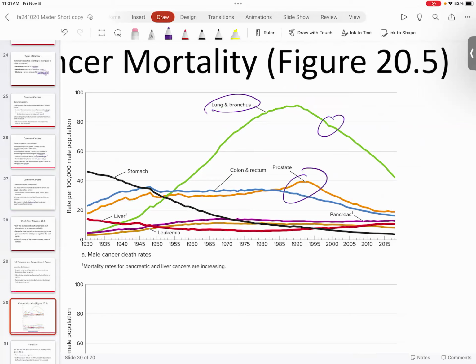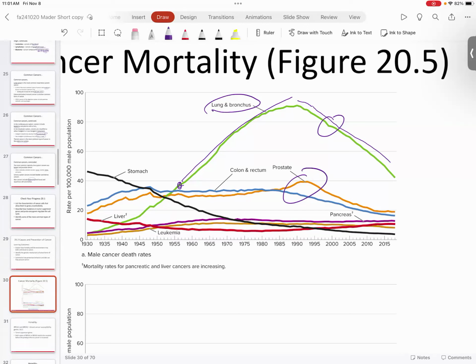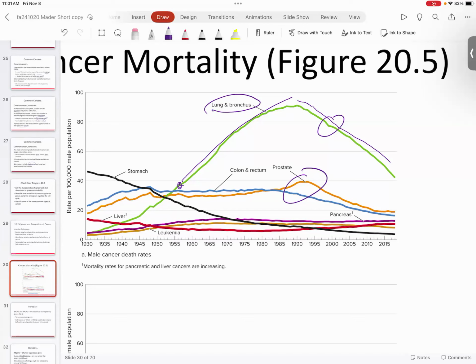So basically, these curves right here, it looks like there's a peak of lung cancer that started pretty much from the 50s. It increased up into the 90s and now is decreasing as we head forward. Probably this is the latent outcome of a very strong smoking culture post-World War II.